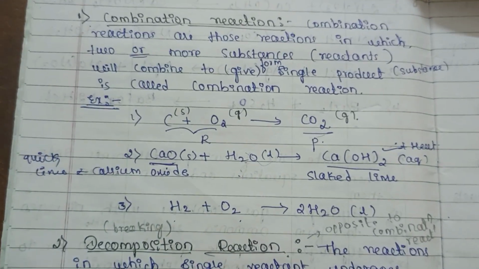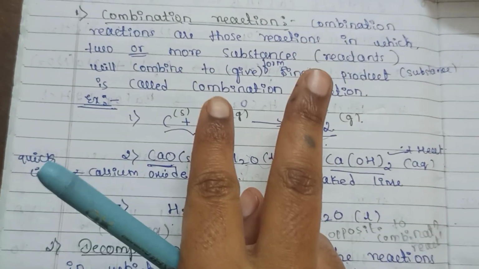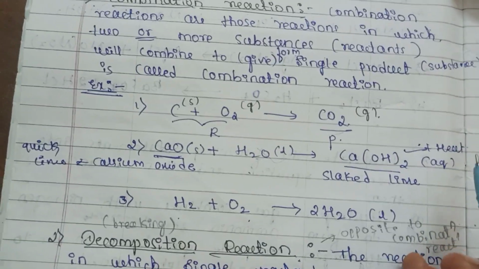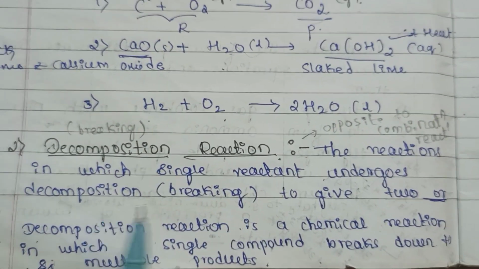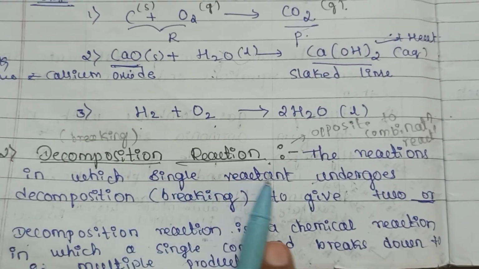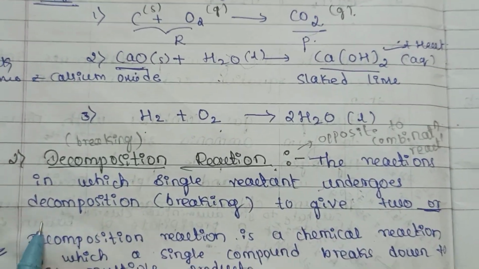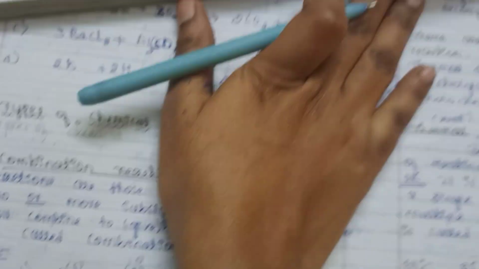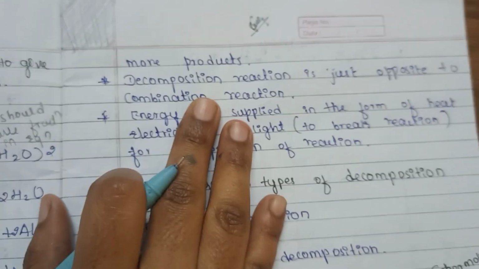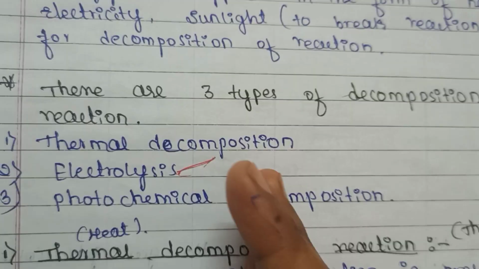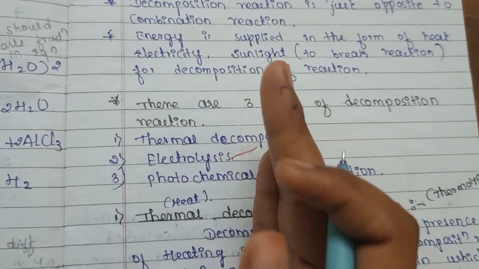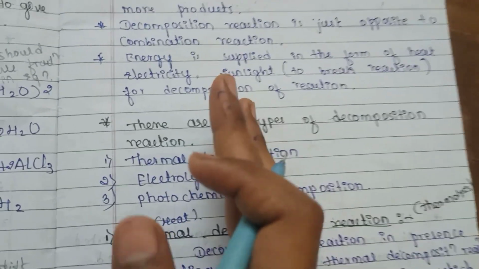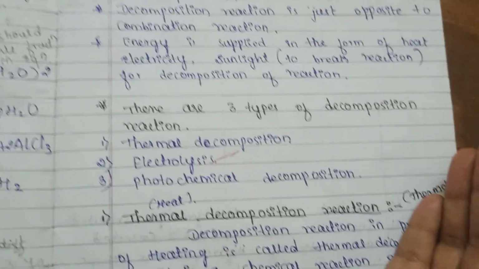Decomposition is opposite to the combination reaction. In combination, 2 or more reactants combine and give a single product. Here in decomposition, the reactions in which a single reactant undergoes decomposition. Decomposition means breaking to give 2 or more products. That is what we call a decomposition reaction. It will divide a single reactant and form 2 or more products.